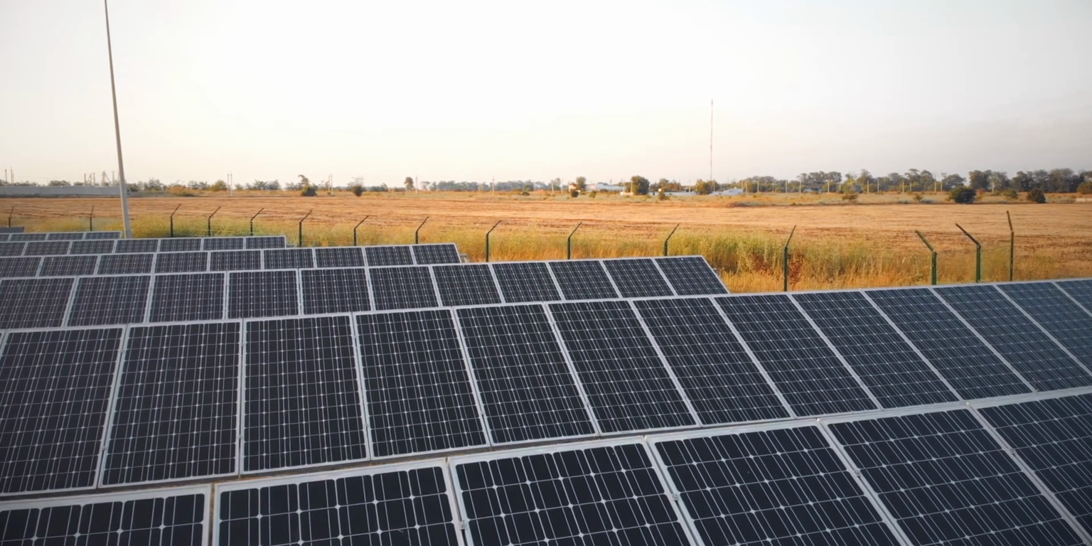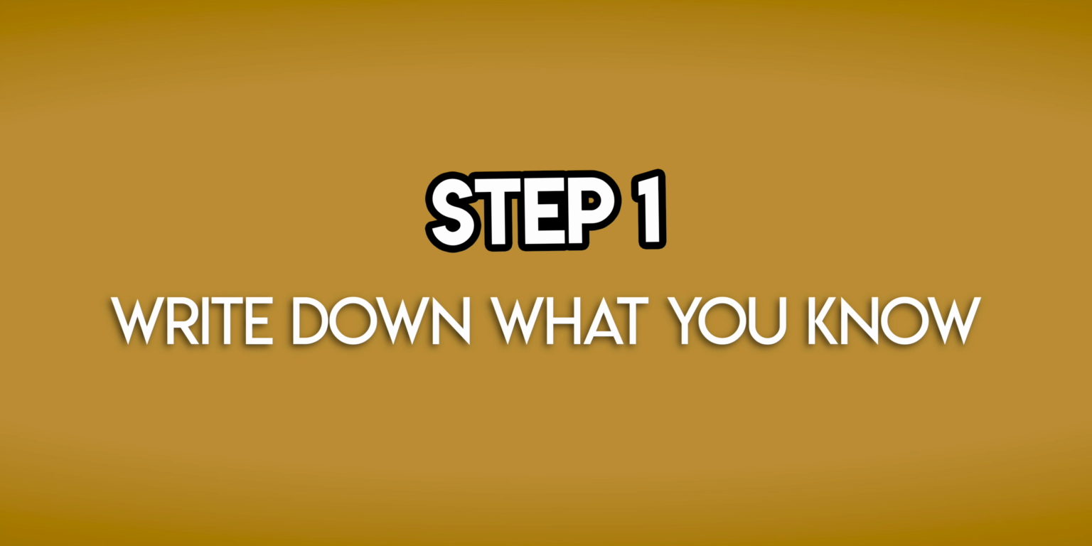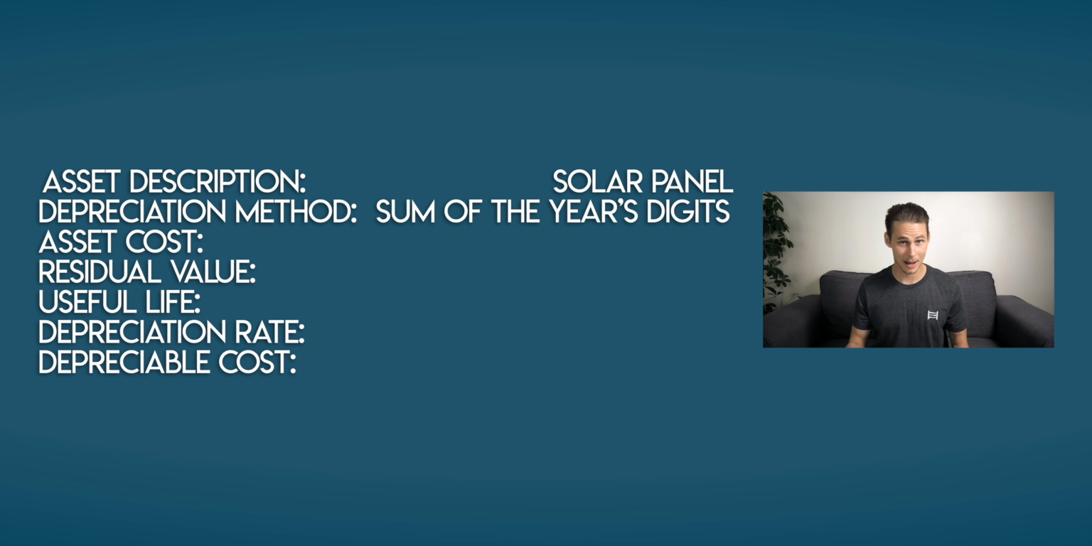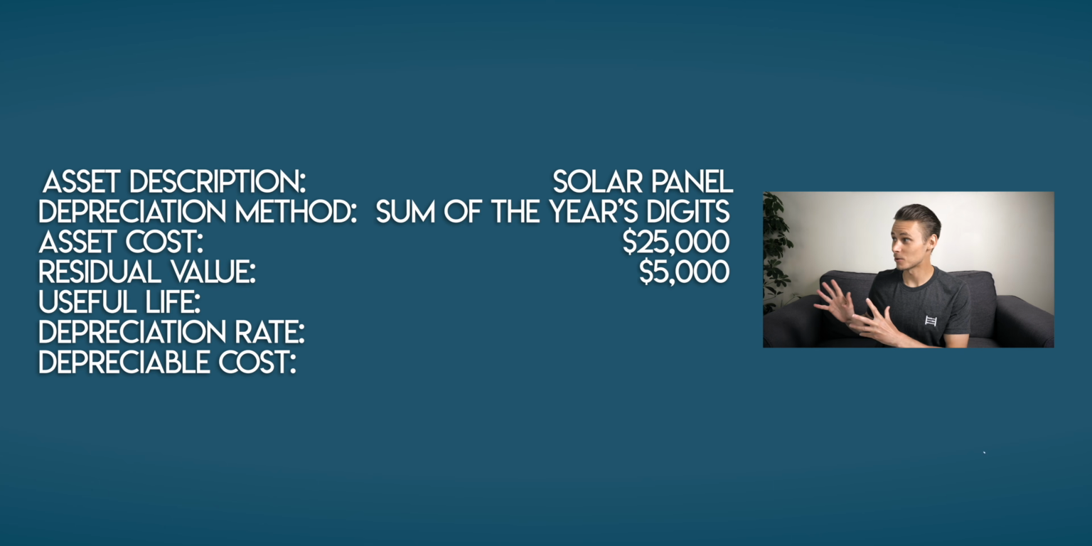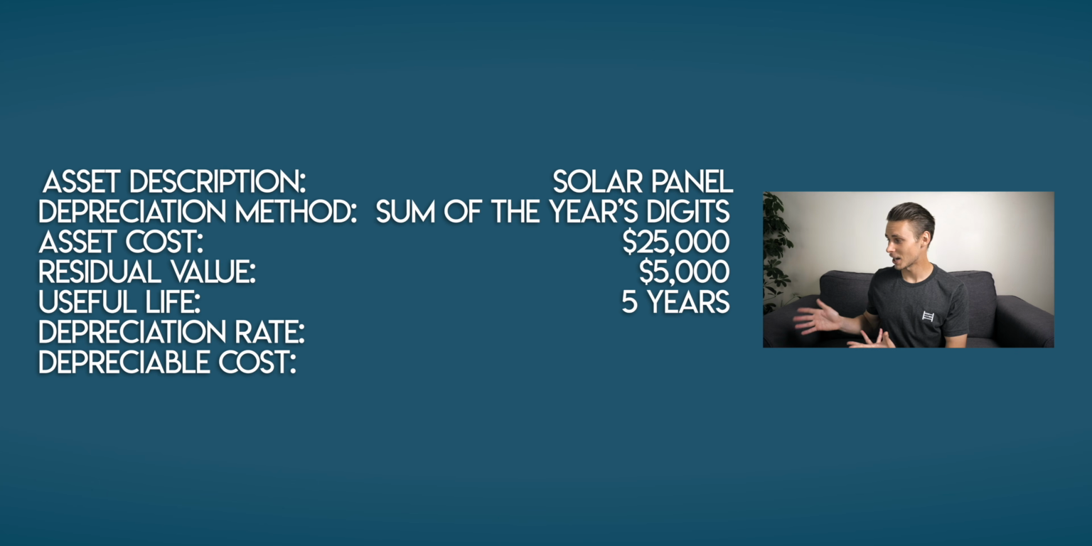Let's depreciate one of these panels using the sum of the year's digits method. Step 1. Write down what you know. Your asset is a solar panel, and we'll depreciate it using the sum of the year's digits method. Asset cost is what you initially paid for it, $25,000. Its residual value at the end of its useful life is $5,000, and its useful life is 5 years. We'll leave depreciation rate and depreciable cost blank for now because we'll work these out in step 3.